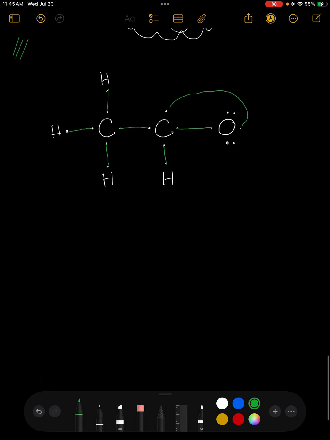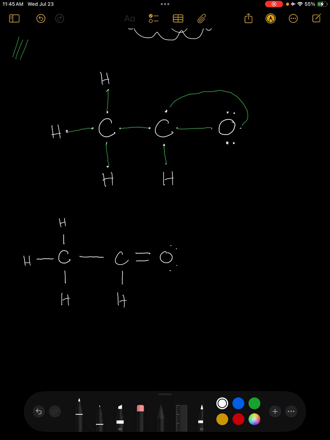Last step is to clean up my structure, right? So I'm going to redraw it without the gross curvy lines, without any of the dots, and it's going to look a lot prettier. So we have that structure, and it looks really pretty and really nice.